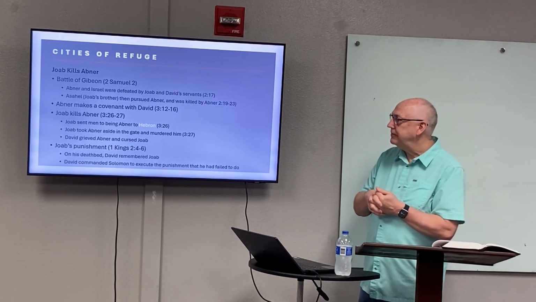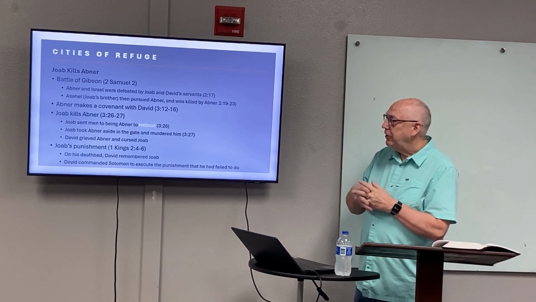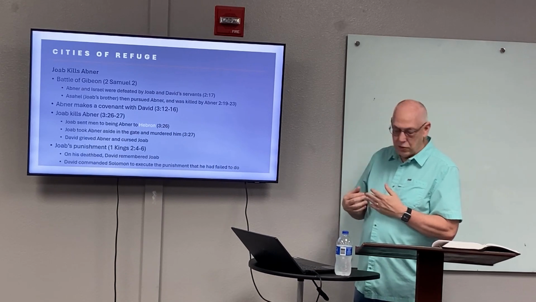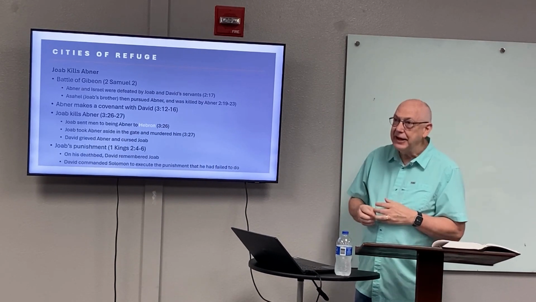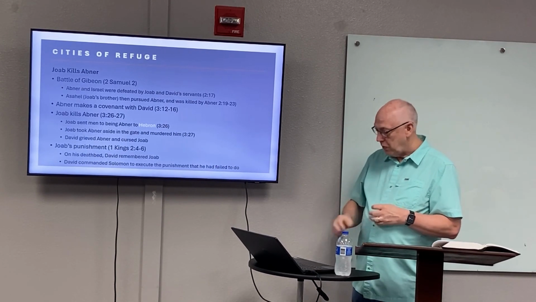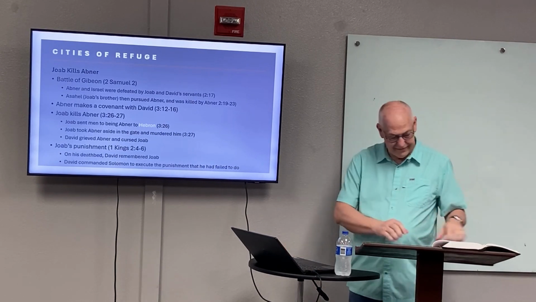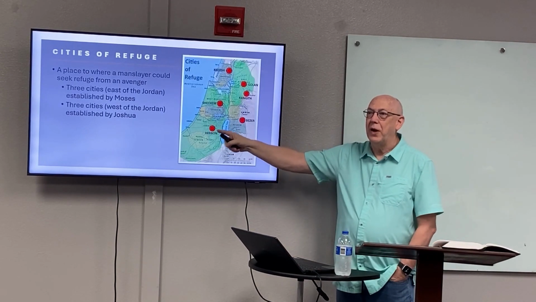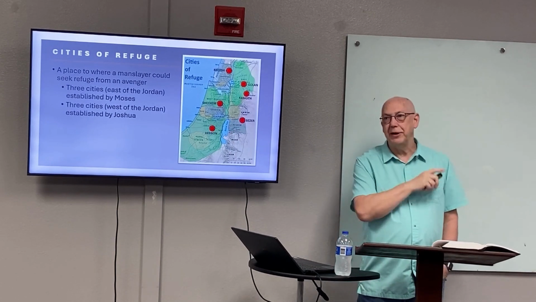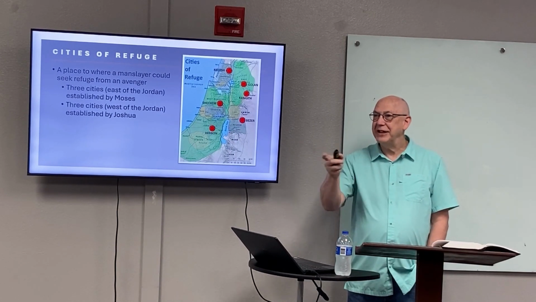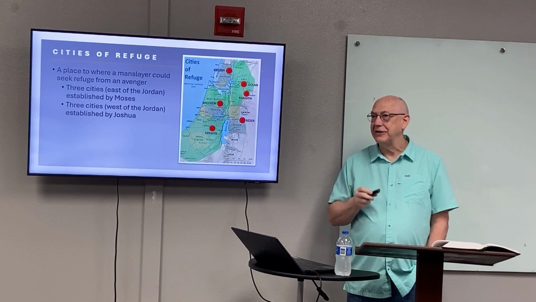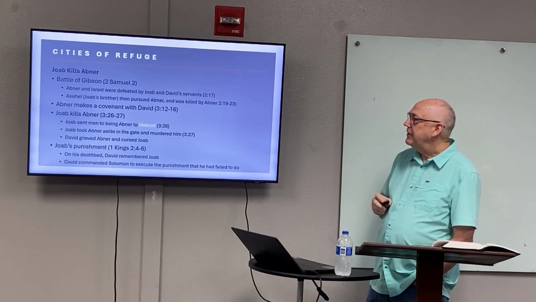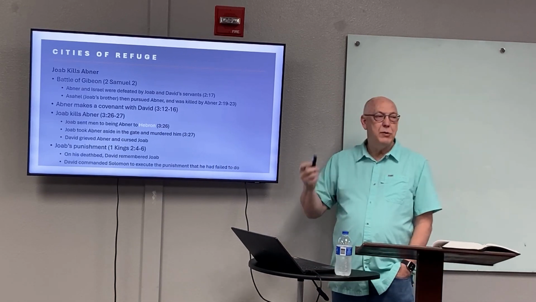So Abner goes to meet with David, and where do they meet? They meet in Hebron. Why do they meet in Hebron? It's a sanctuary city. Why do you think Abner's saying, I want to meet you in Hebron? Just in case. He knows that there is a claim on his head. So he meets with David in Hebron, and they have a nice banquet, a party there.